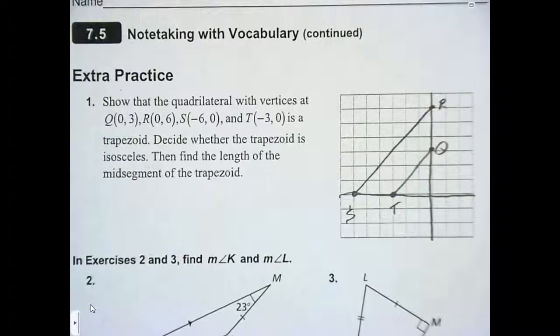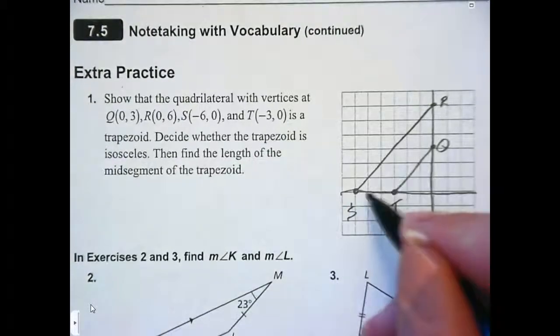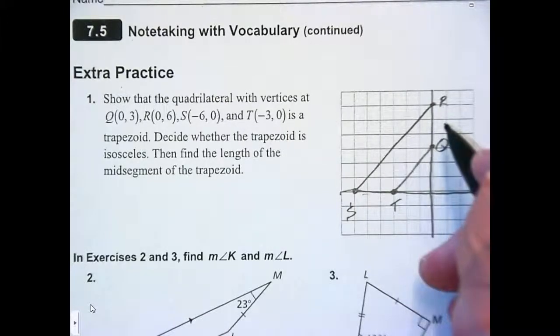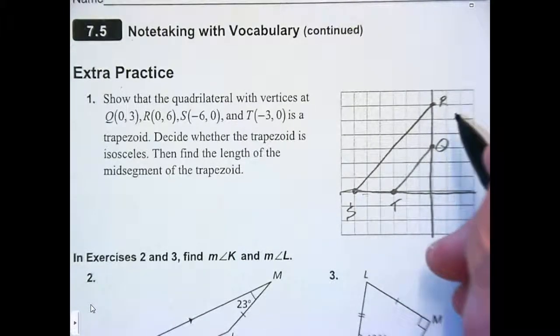Okay, decide whether the trapezoid is isosceles, then find the lengths. Well, there we've got it. If it's isosceles, we know that these lengths of our legs are congruent. Are they congruent? Turn that off. Because I can hear.